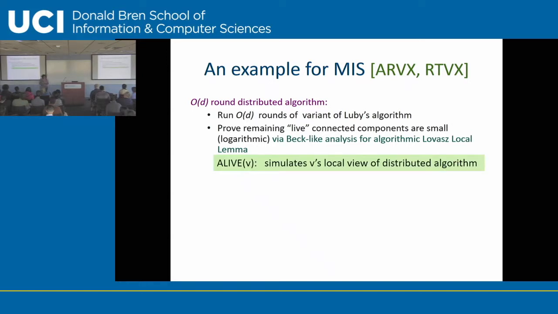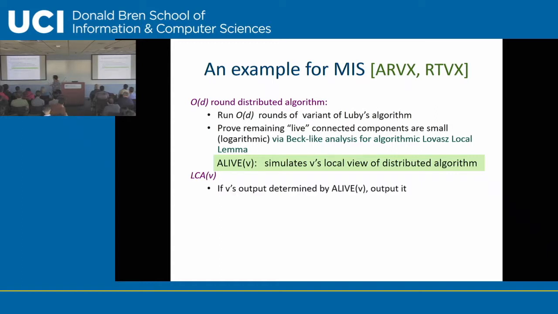What this means is we're going to define a sequential subroutine called alive. It's supposed to tell you if V is still alive after the first phase. The way it figures that out is to simulate V's local view of the distributed algorithm that we just talked about. That's going to be the degree raised to the order D many rounds. So it's D to the D, but D is a constant. It's exponential in the degree, which is why I keep harping on the fact that D has to be constant here. So alive is order D to the D, and it can sequentially, in order D to the D time, tell you whether V is alive or dead after the first round. It will look at the neighbors' random bits, at everybody's random bits, to do this.